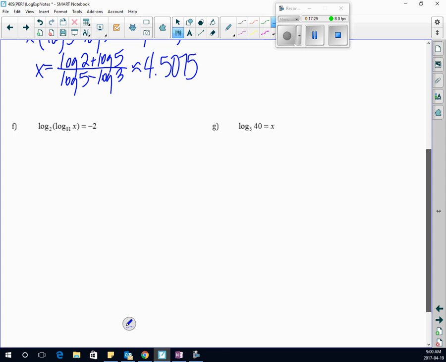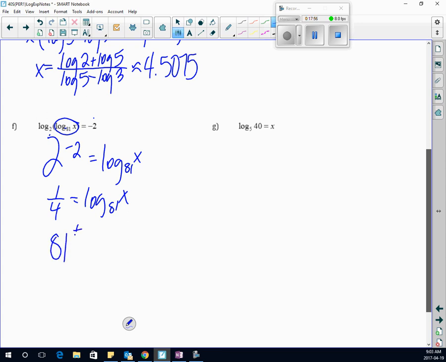Yes, I heard somebody say this is a smiley face. It is. It's a smiley face. Yeah. Okay, try it. Okay, this is a non-calculator question. We're going to take 2 and put it to the power -2, and that equals your happy face, which is log of x base 81, yes? 2 to the power -2 is 1/4 equals log of x base 81. So that means 81 to the power 1/4 equals x, so x is 3.